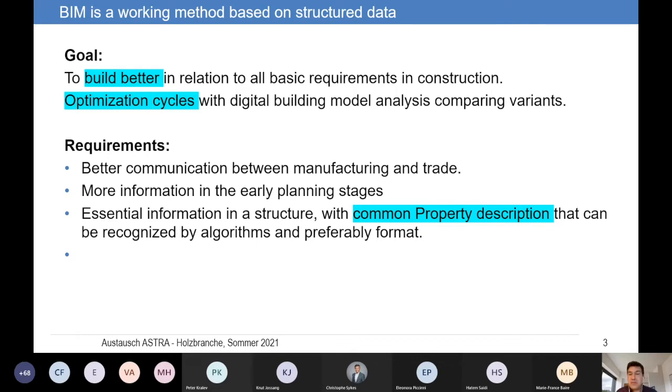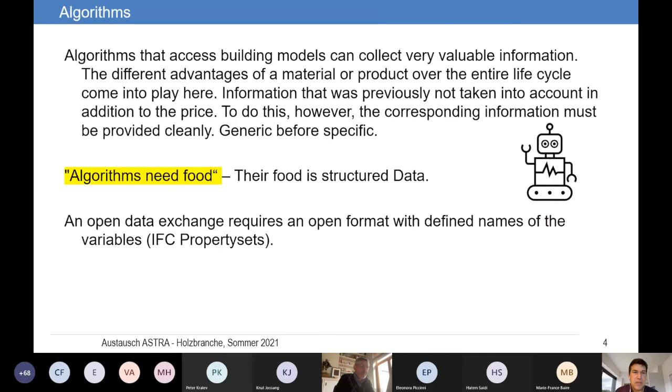And when we describe properties, we need to describe them in a common name, a common description, so that the people who use the information don't struggle with interpreting and mapping again and again. So that is a job we have to do as an association.